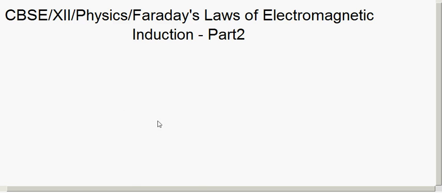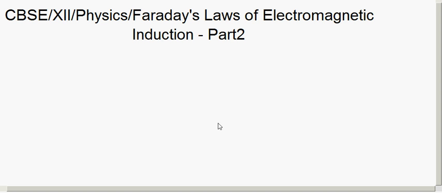So this session is the continuation of last session, that is Faraday's law of electromagnetic induction. In the last session we have seen what happens if a magnet is moved towards and away from a coil. We observed that the galvanometer showed some deflection, and this is called electromagnetic induction, and this is due to change in flux linking the coil. Also we have noted that the speed of the magnet determines how much current is produced.